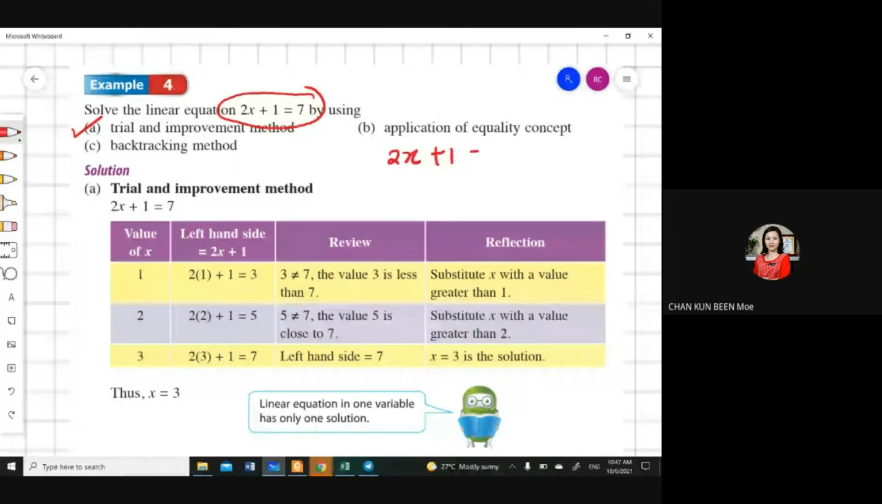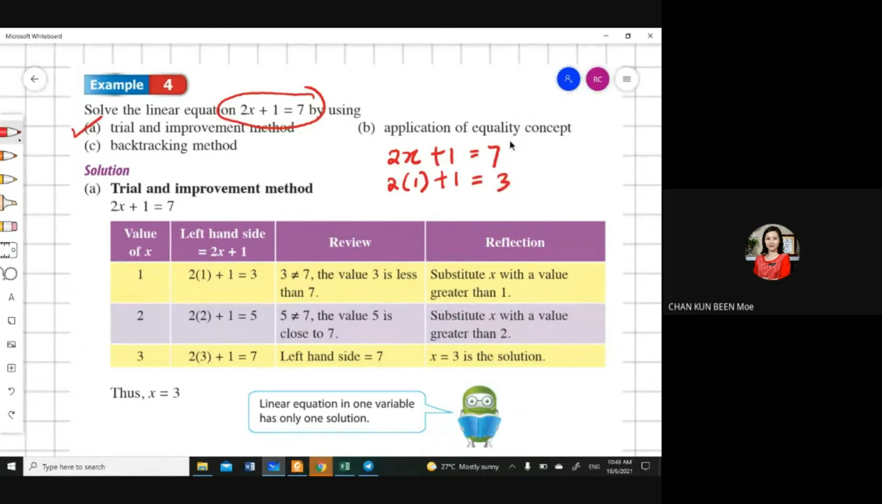When they ask you to solve, it means you have to find the value of the variable, the x over here. So how to find it out? You are going to keep trying. For example, I assume the x is 1. So 2 times 1, how much is 2 times 1? 2, right? And then plus 1 is equal to 3. I didn't get 7, so it's not correct.